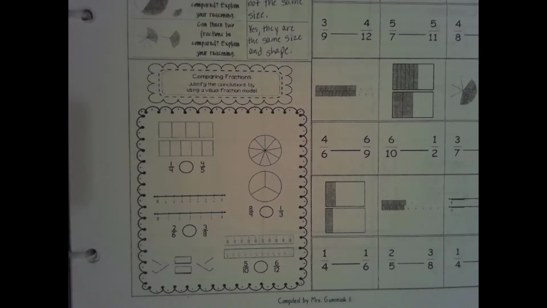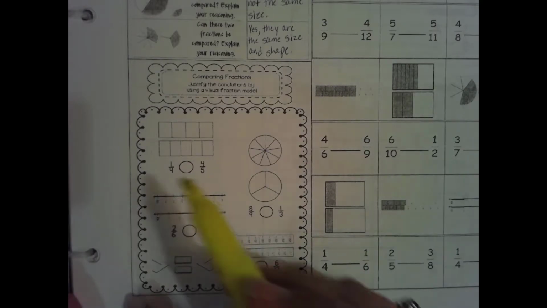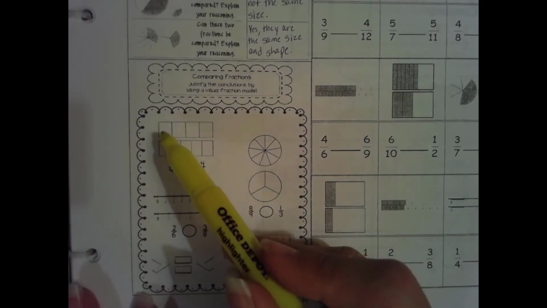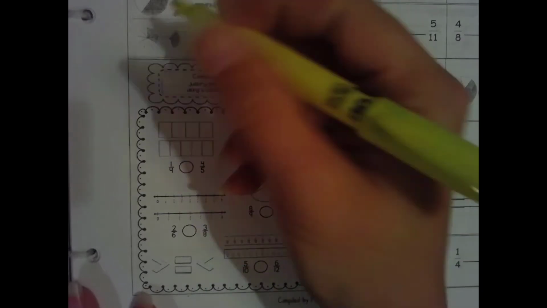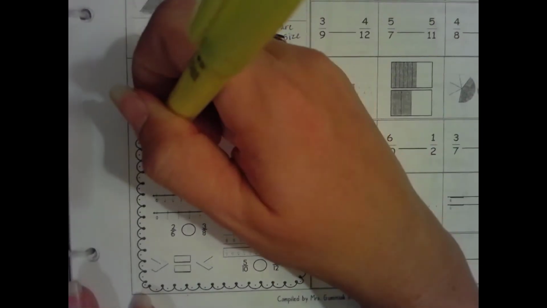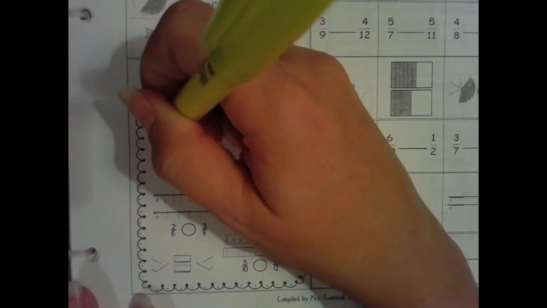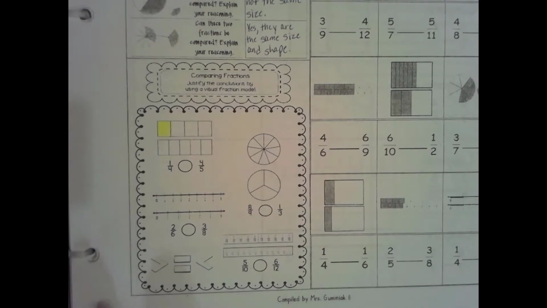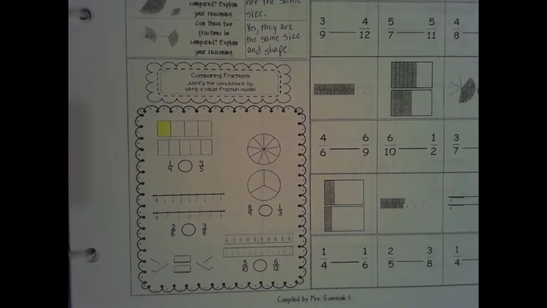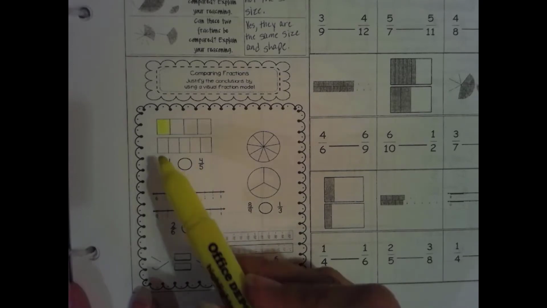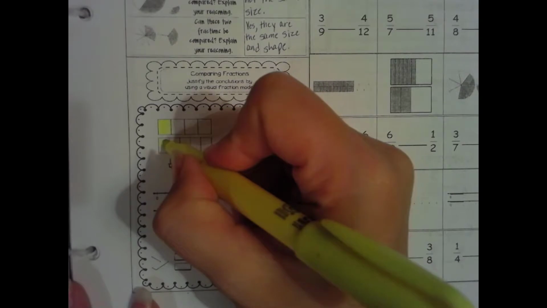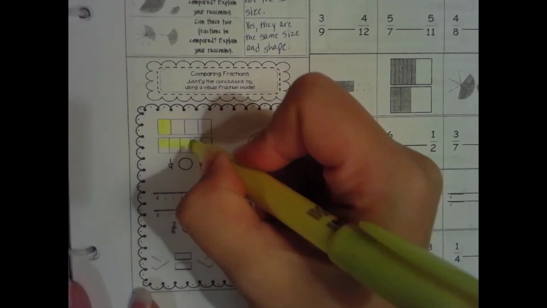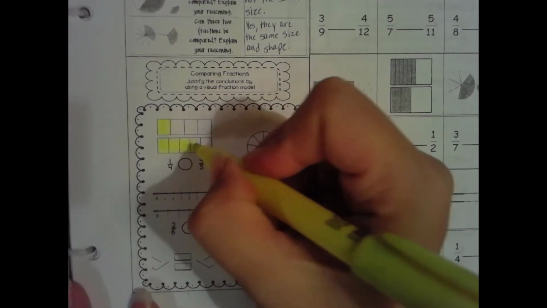So when we're comparing, that's greater than, less than, or equal to. So here, we're looking at 1/4. So this one's cut into 1, 2, 3, 4 pieces. And I'm going to shade in one of those 4. And here is 4/5. So there's 1, 2, 3, 4, 5 pieces, and I need to shade in 4 of them because the numerator tells me what I want to get shaded in, what I'm going to compare.